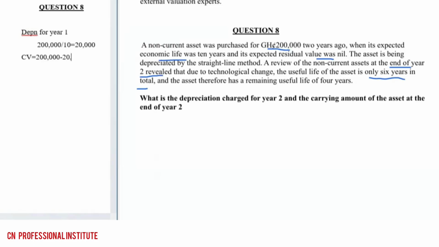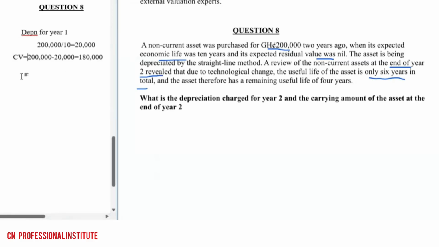minus the 20,000, and that will give us 180,000. So 180,000 is the current value at the end of year one. So accumulated depreciation will only be for year one.